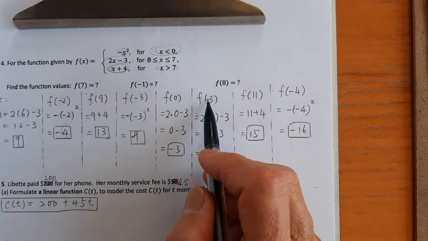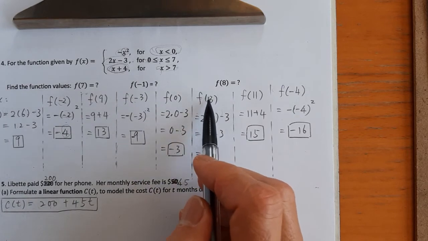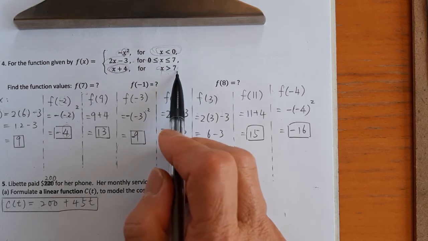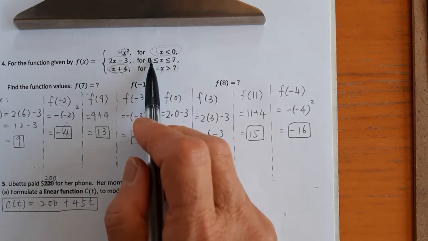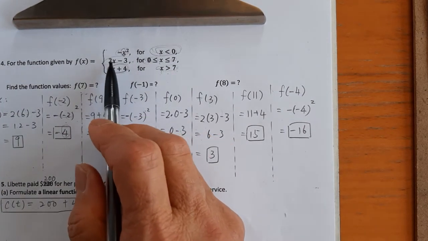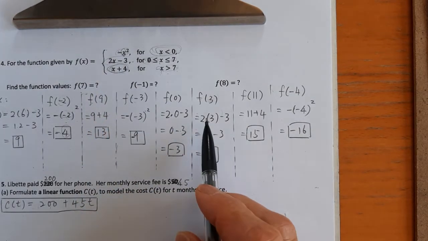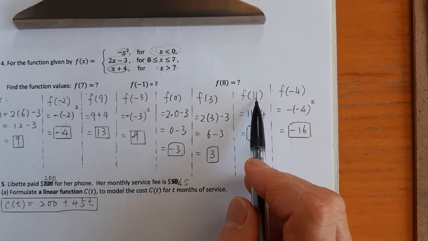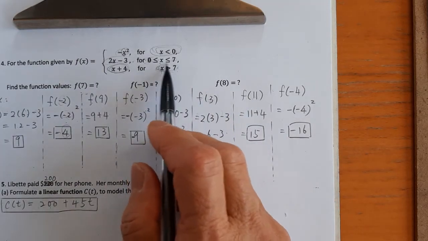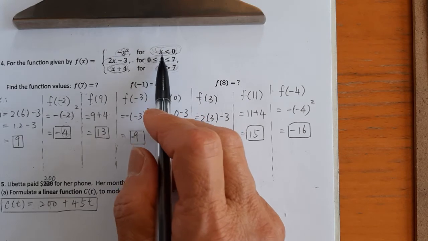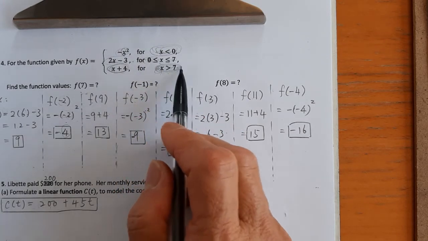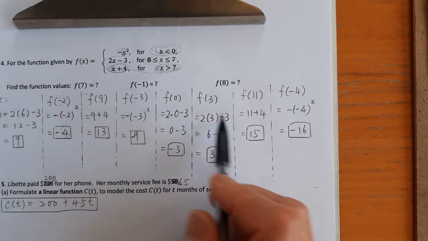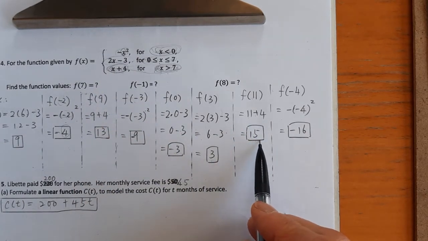And f of 3. 3 is between 0 and 7. It's not less than 0. Not greater than 7. It's the second one, between 0 and 7. So plug in 3. 2 times 3 minus 3. 2 times 3 is 6. Minus 3 gets 3. F of 11. 11 is greater than 7. It's not less than 0. It's not between 0 and 7. It's the third one. So use the third function. For x use 11. 11 plus 4 is 15.